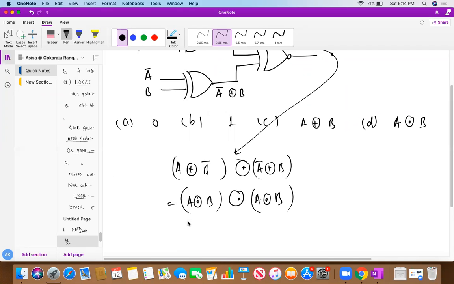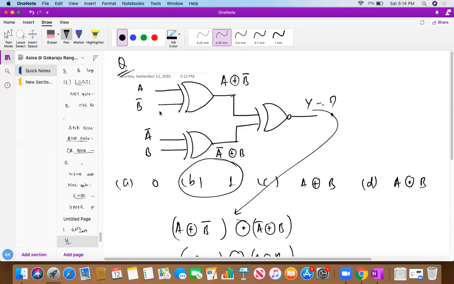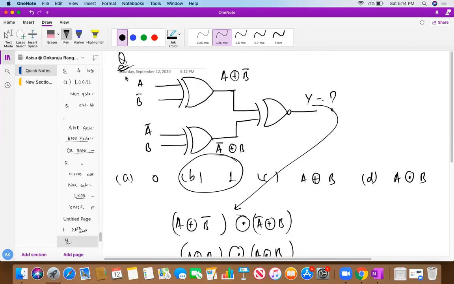So what if both inputs are X, X XOR X? What will you get actually? X XOR X is 1. We have already proved it. So what is the output, students? 1 is the output. This is the way the questions will come. Any doubt on this? Very important question, students.